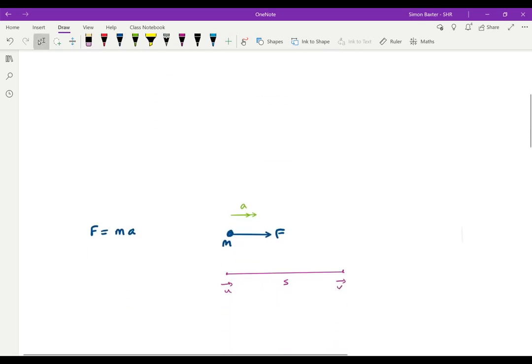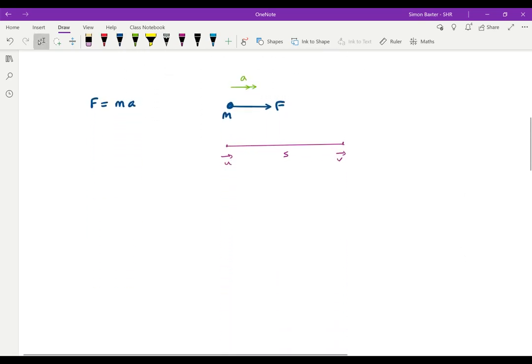We all know that if we have a particle or a body of mass m acting under a force F, then the acceleration is given by F equals ma. We should also know that if we have our particle moving through a distance s, starting with speed u, finishing with speed v, that v squared is u squared plus 2as.